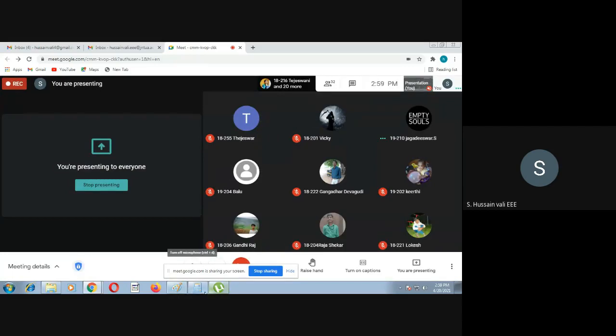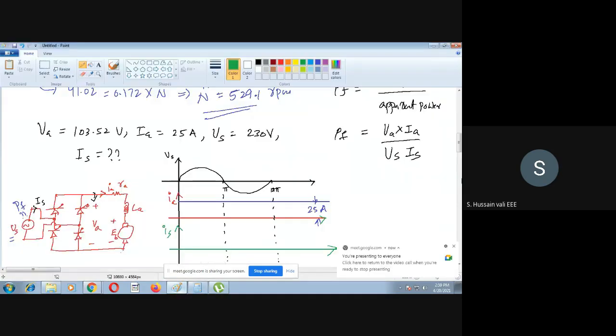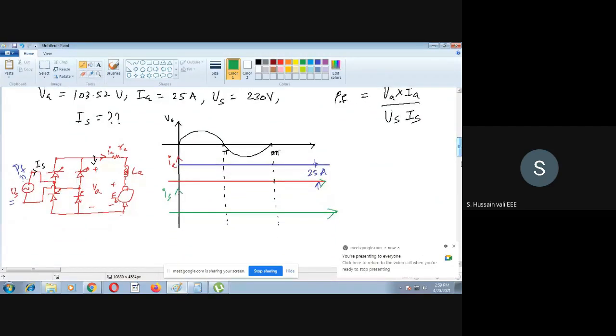this current waveform? We want to know the RMS value of IS. So please see this now. Where is alpha? Alpha is somewhere here. This is alpha. This is pi plus alpha.